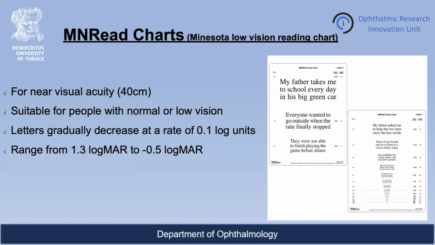The Minnesota Low Vision Reading Chart, or MN Read chart, is used for the near visual acuity measurement in people with normal or low vision. It consists of sentences whose letter size gradually decreases at a rate of 0.1 log units, from 1.3 logMAR to minus 0.5 logMAR. The examination takes place at 40 centimeters.